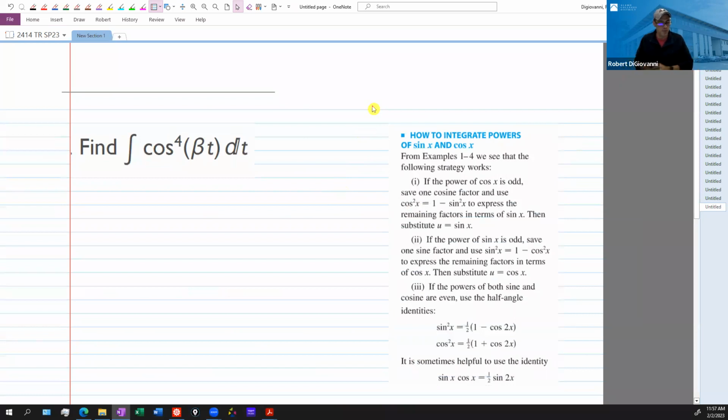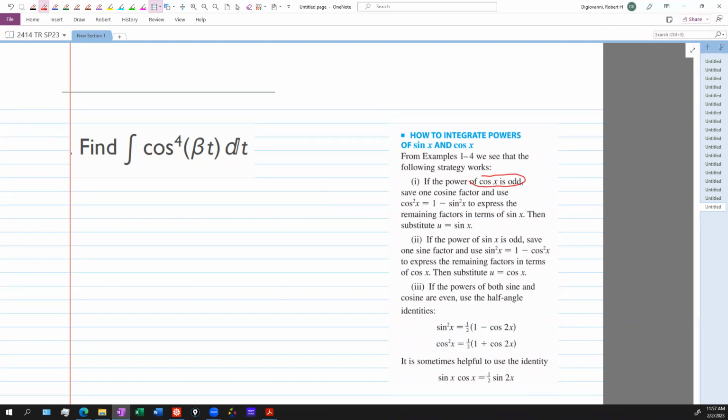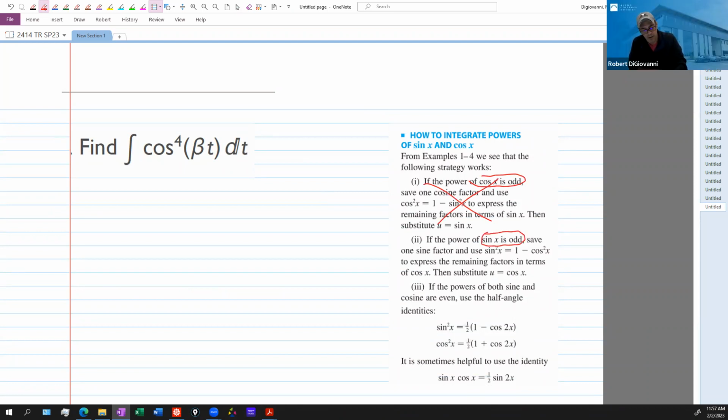All right, so let's go through the procedure. Well, it's definitely an integral that has sine or cosine in it. Do I have cosine to an odd power? No, okay, can't do that. Is it sine to an odd power? No, can't do that. Oops, I crossed out too much.